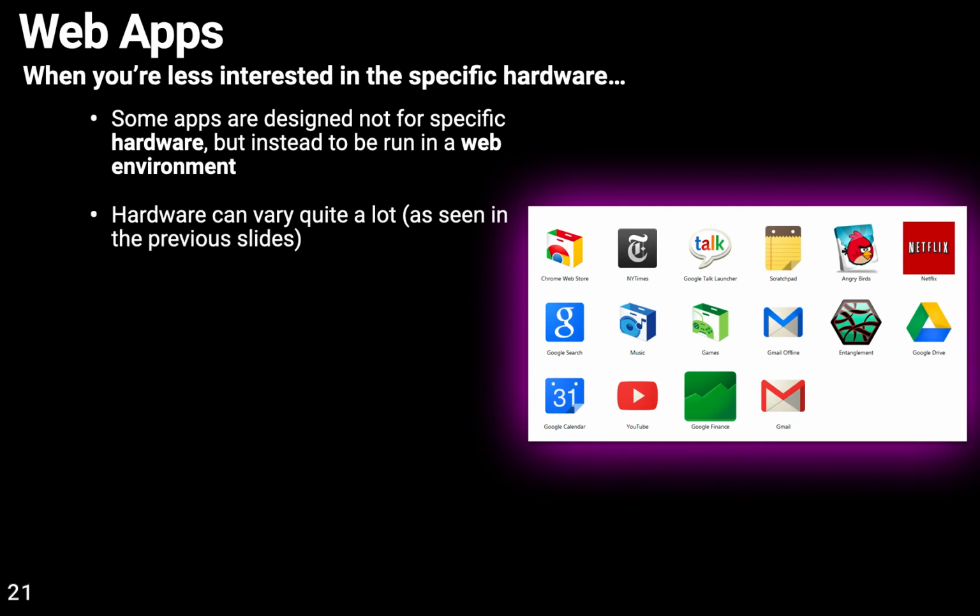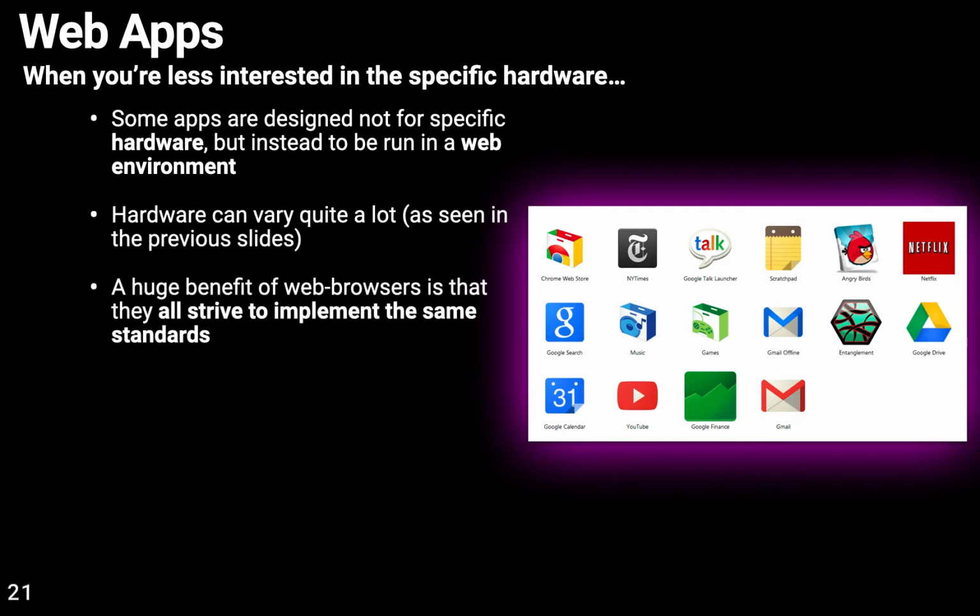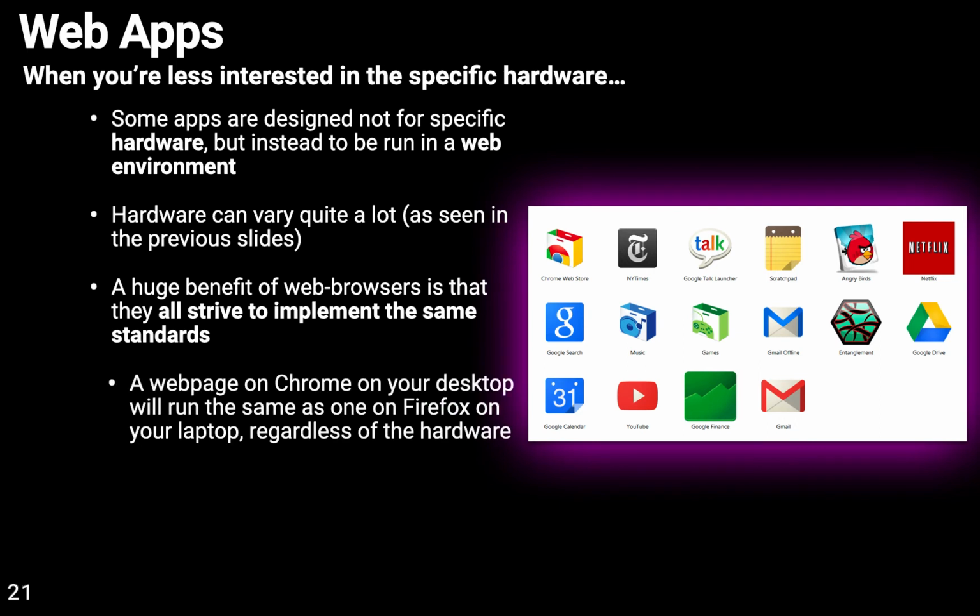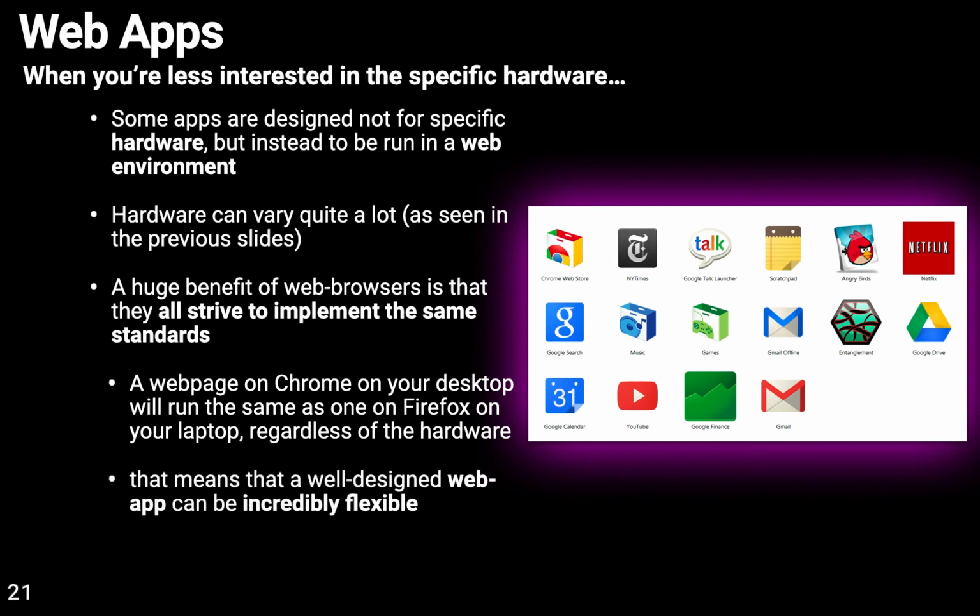As we've just seen, hardware can vary quite a lot. But a huge benefit of web browsers is that they all are striving to implement the same standards, meaning a web page on Chrome on your desktop should run quite the same as one on Firefox on your laptop, regardless of any of your hardware. It should run the same on a Chromebook. Sometimes, obviously, if your processor is a little bit slower, and I'm doing something really heavy in the browser, it might slow down. But the point is that a well-designed web app can be really flexible, right? And if you design it right, it'll run well on a desktop and on a phone and on a tablet and on any kind of screen that might want to run it.